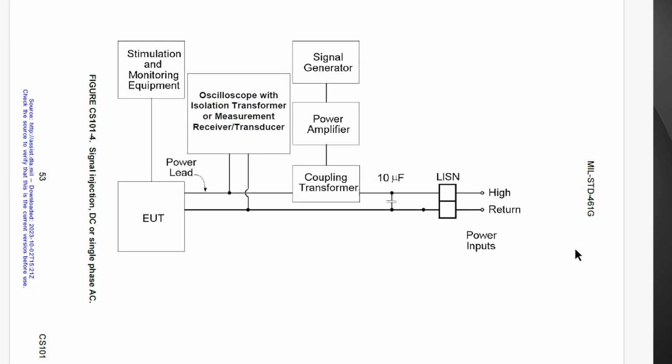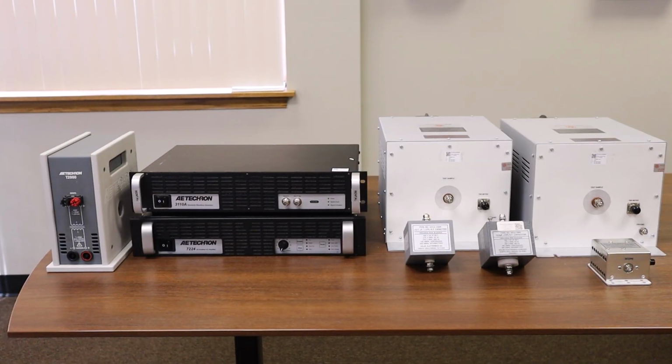Here's the test setup for DC or single phase AC lines, and you can see we have only one set of LISNs. If the EUT requires 3-phase power, additional LISNs and 10 microfarad capacitors would be used. As you can see, the setup is very similar to that of the calibration setup with the addition of our LISNs and capacitor.